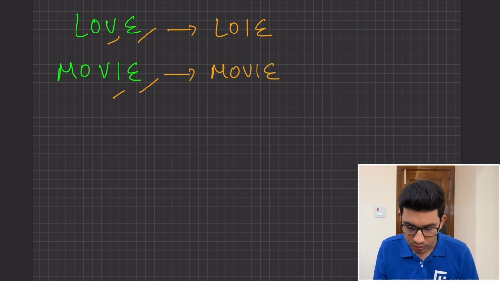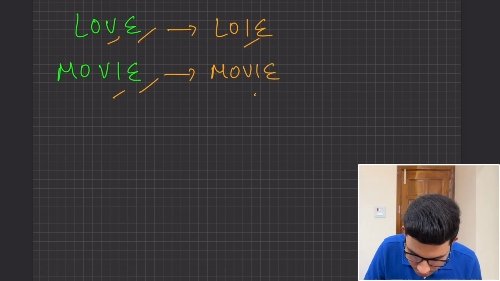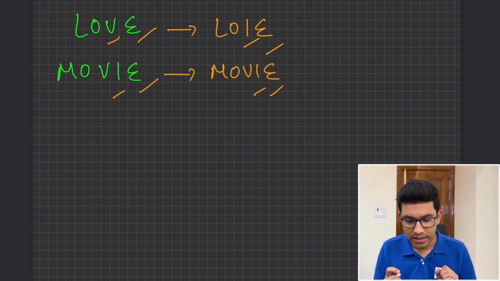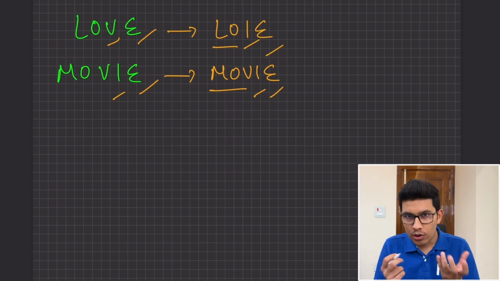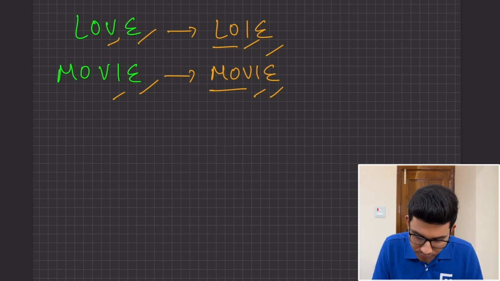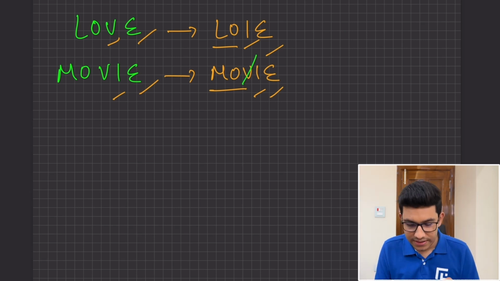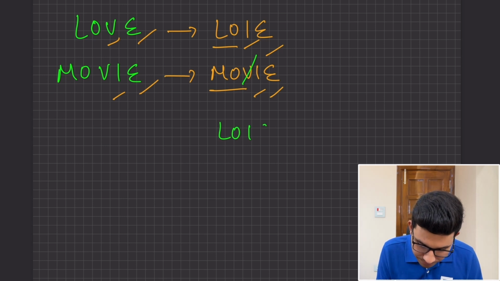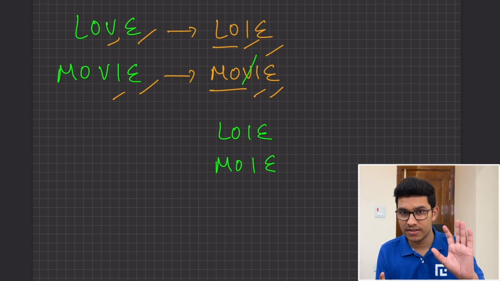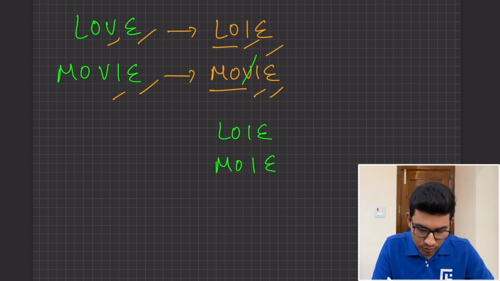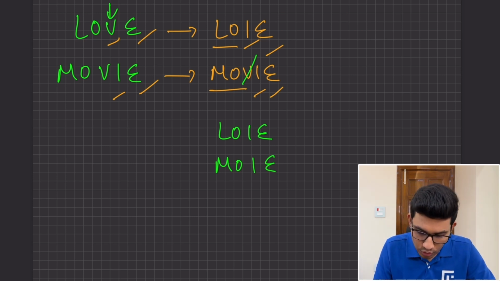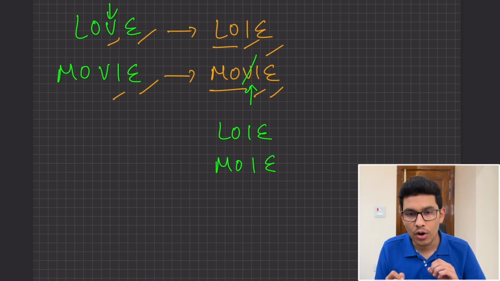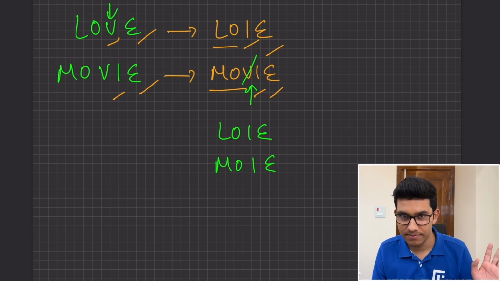In this case, what will happen now? Now the second last character is also the same, so let's suppose we remove it. Now you look at LO and you look at MOV. You could remove this V from MOV. Then you are left with LOIE and MOIE. So we've already made two changes. The first change was that we converted this V to an I. The second change was that we removed this V from MOVIE.